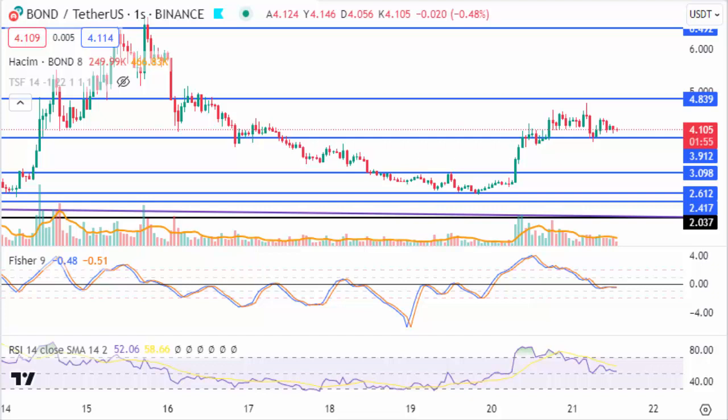Today, we will conduct a technical analysis of BarnBridge Coin, or Bond Coin. Right now, we are examining our chart on an hourly time frame. You might wonder why we're looking at an hourly time frame, as in our previous videos, we conducted our analysis on a daily time frame.